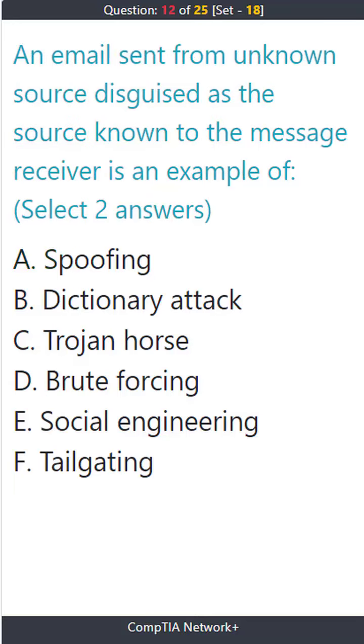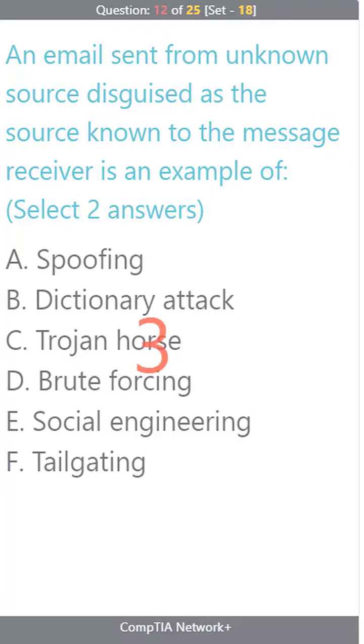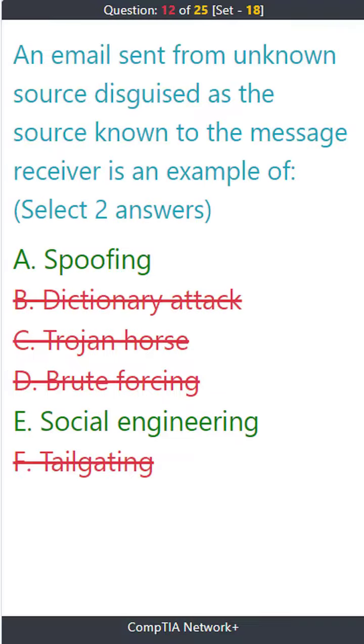Question 12. An email sent from an unknown source disguised as a source known to the message receiver is an example of, select two answers: A. Spoofing. B. Dictionary attack. C. Trojan horse. D. Brute forcing. E. Social engineering. F. Tailgating. The correct answers are A. Spoofing. E. Social engineering.